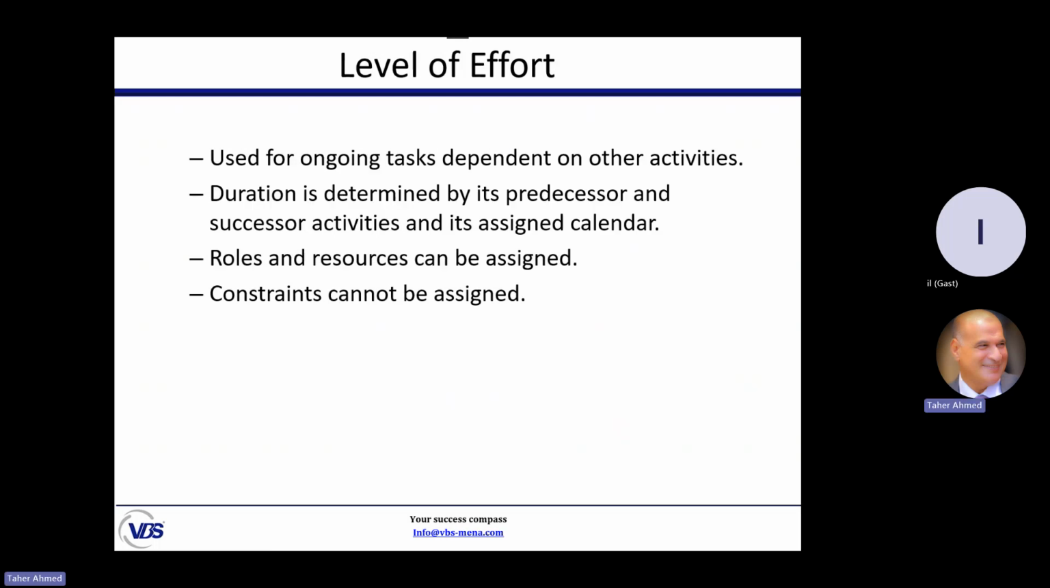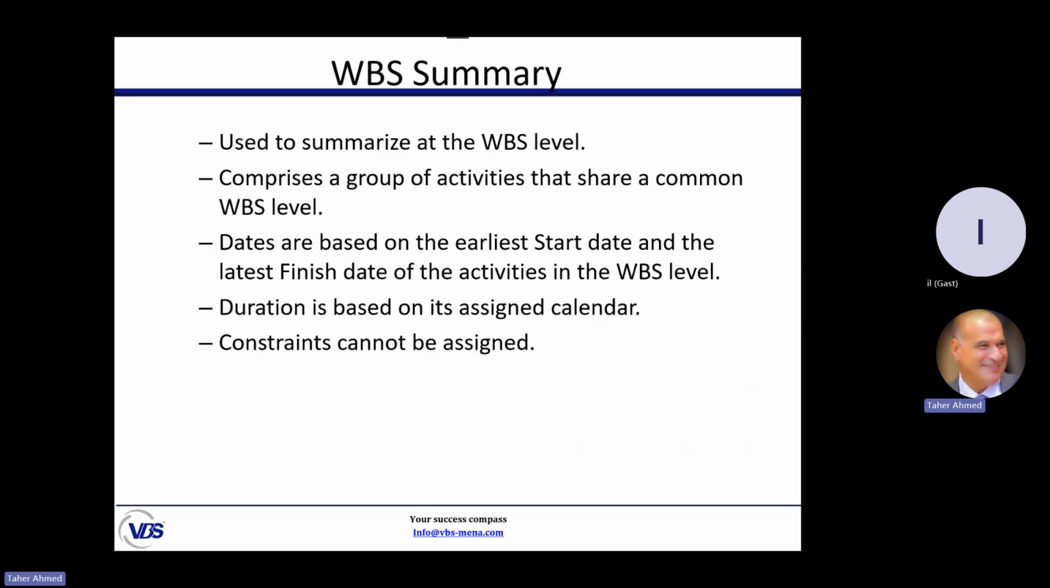Level of effort is a summarized ongoing task dependent on other activities. A summary group of activities. Okay? We can assign a resource to it, and we cannot assign a constraint on it. WBS summary is also a summary of a group of activities under a certain work breakdown structure. When we reach this point, when we complete the activity, I will tell you how to add those different types of activity. For now, you have to understand that we have 6 types of activity.